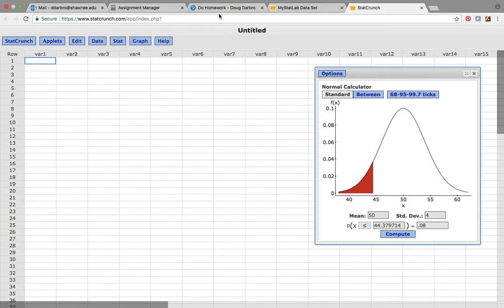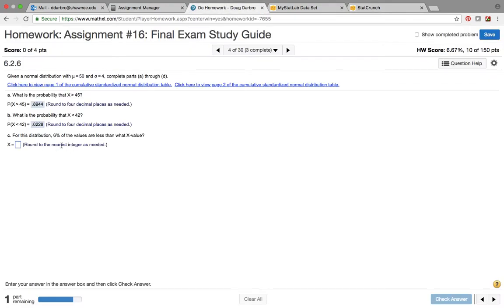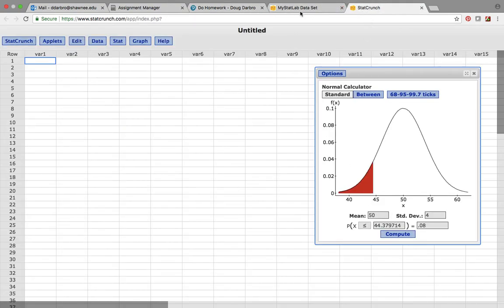So let's see how it wants us to round it: round to the nearest integer. So it looks like this is going to be 44.